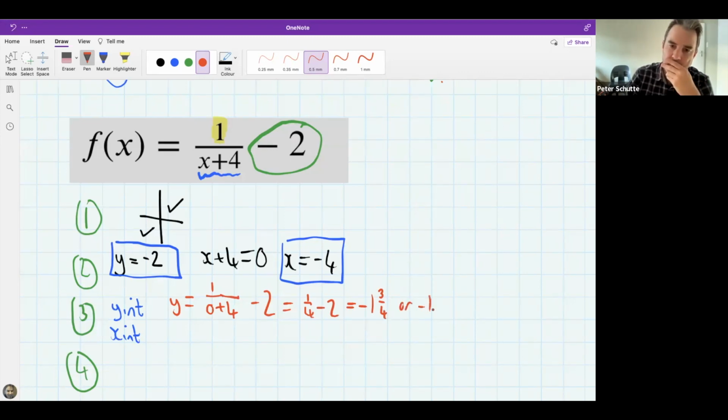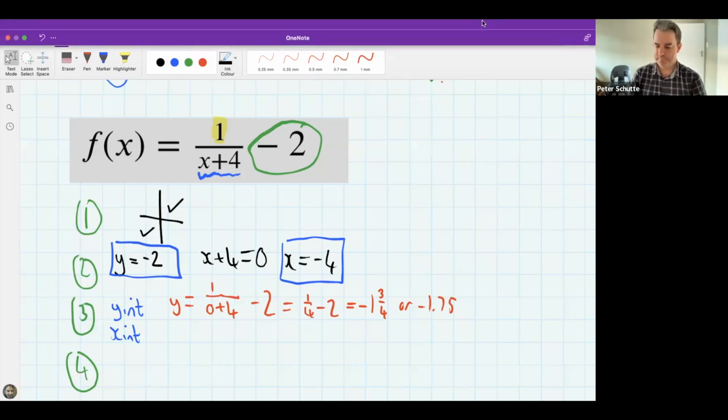Yeah, so we seem to be getting minus 1.75 for the y-intercept. Now we've got to find the x-intercept.